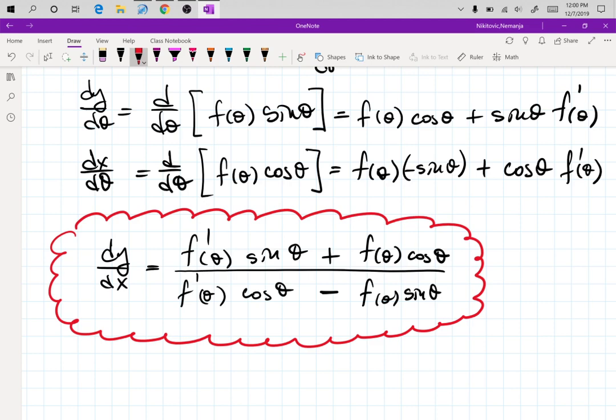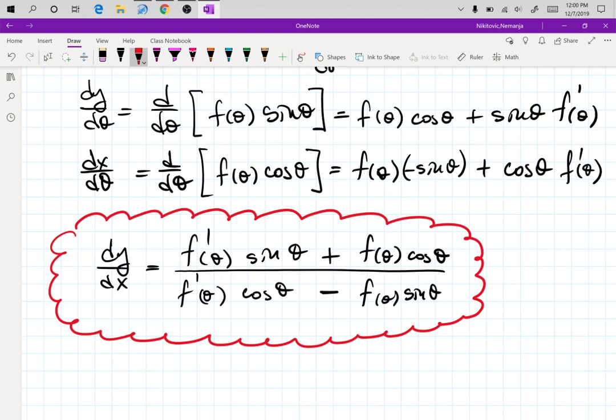As you can see, on the right-hand side you are feeding in thetas, and on the left-hand side what you get back is dy dx, which is the slope of the tangent line. A little bit convoluted, but possible to deal with.